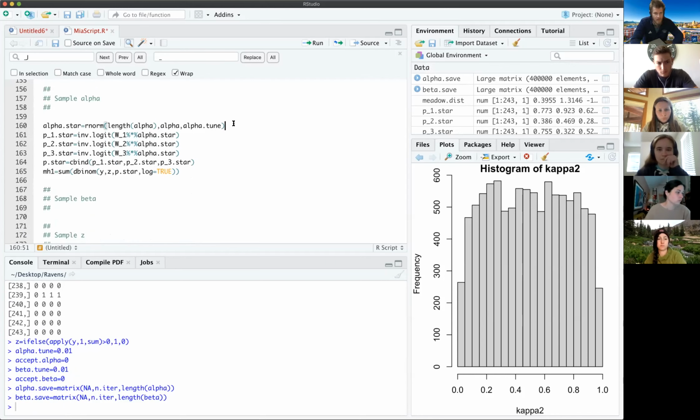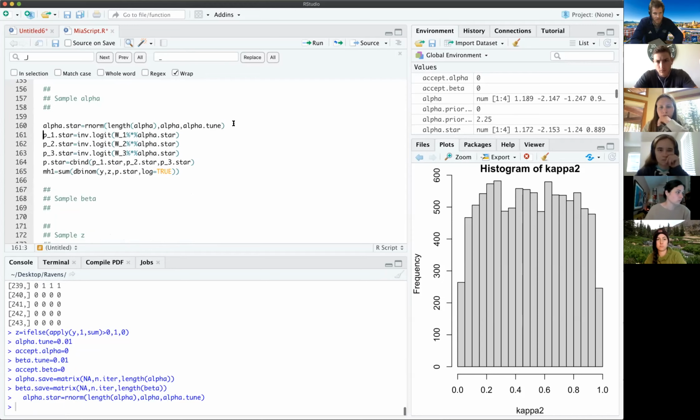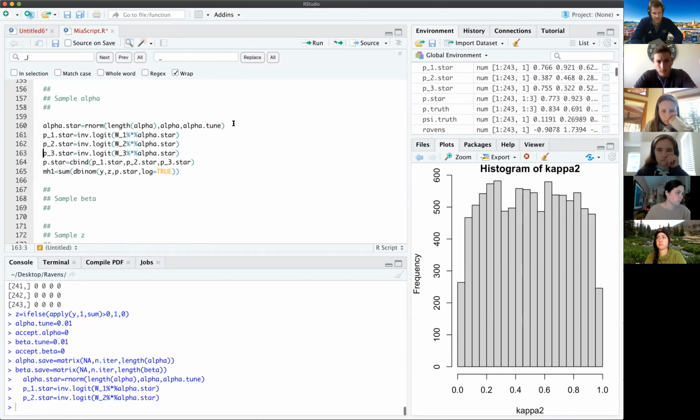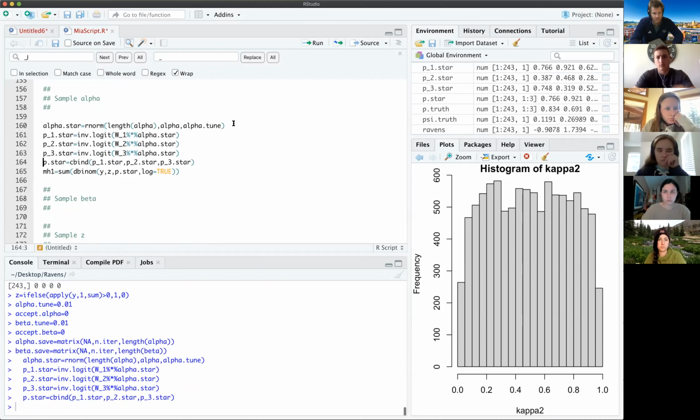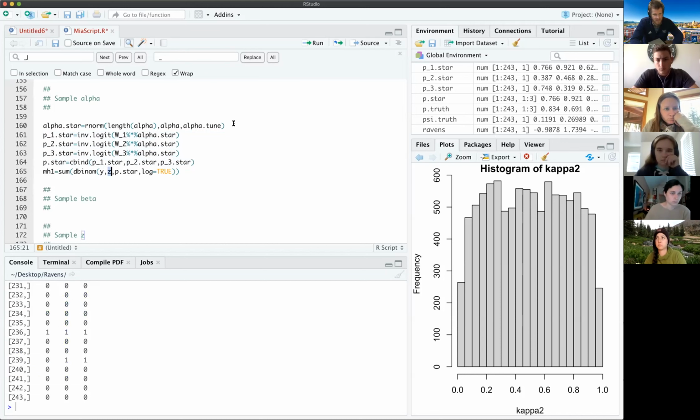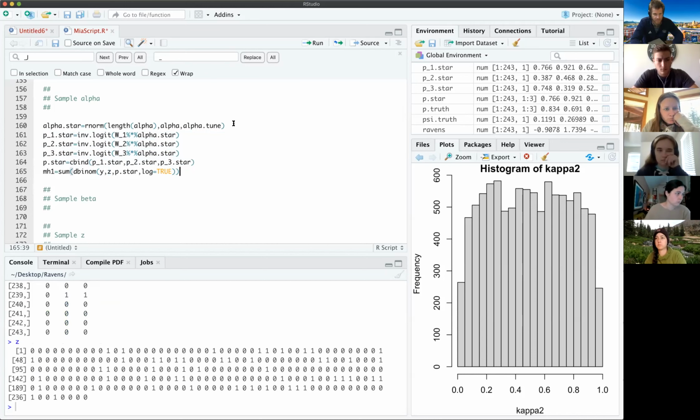Okay, so now we're looking at alpha. We propose alpha because alpha is deterministically linked to our detection probability P on each of our 3 visits. We have to calculate that. We can combine all 3 of these into a single matrix and then look at our y's relative to our z's with detection probability P. All right, what else do we need?